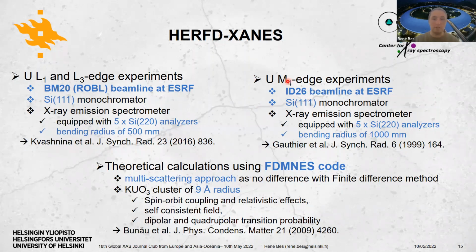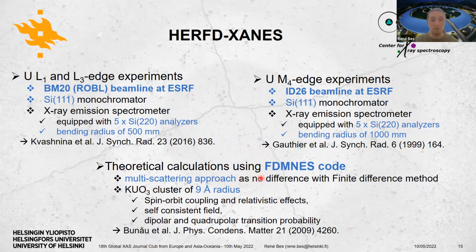The M4 edge was measured on the ID26 beamline, also using a silicon 111 monochromator, and similarly 5 silicon 220 analyzers, but this time with a bending radius of 1 meter, which improves the resolution because it reduces the Johann approximation in the emission spectrometer. And the calculations I will show were made using the FDMNES code.